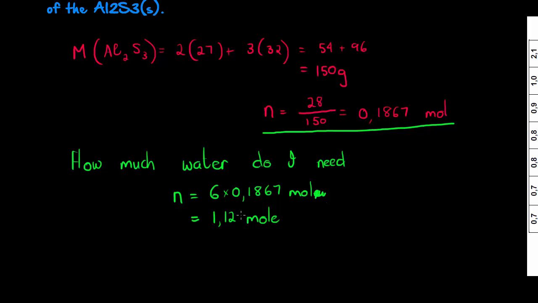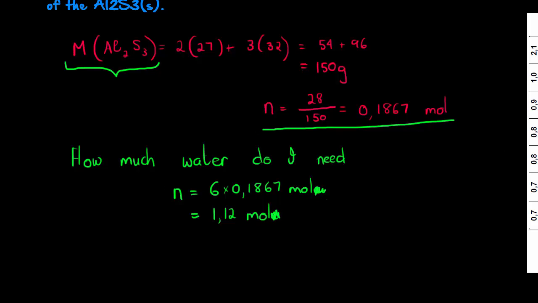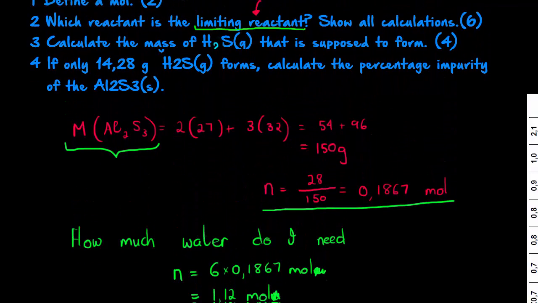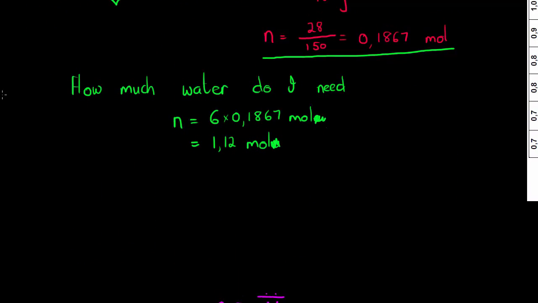Now I have to calculate the moles of water I have. If I have more than this, if I've got more than enough water, then this is the limiting reactant, because I have an excess of water. If I have less than this amount of water, then water is the limiting reactant, so it is limiting me in producing more because it gets used up. So how much water do we have?